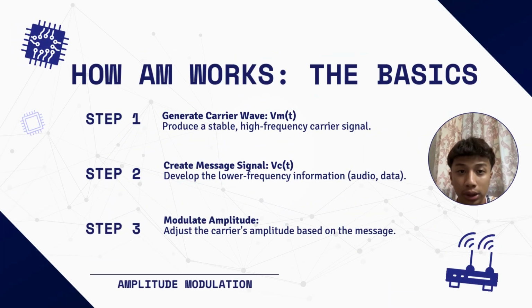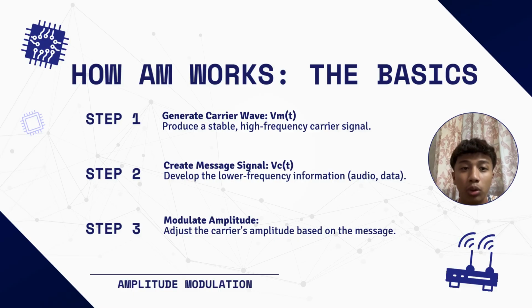How does AM work? To understand the basics of how AM works, it can be broken into simple steps. Step 1, we need to generate the carrier wave. A carrier is a stable high frequency signal. It acts like a vehicle that will carry the information. Secondly, we will create the message signal. The message is a much lower frequency signal, usually audio or data.